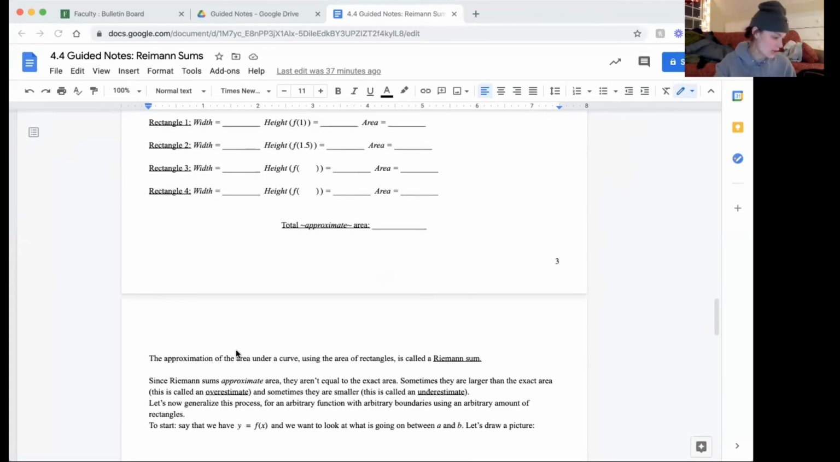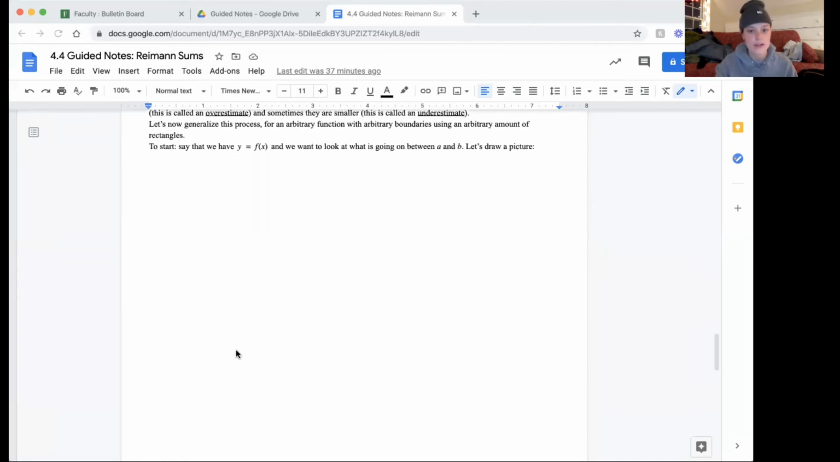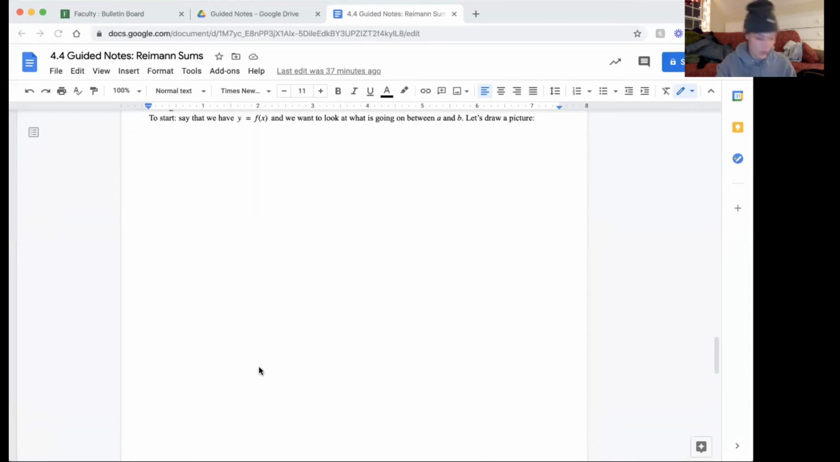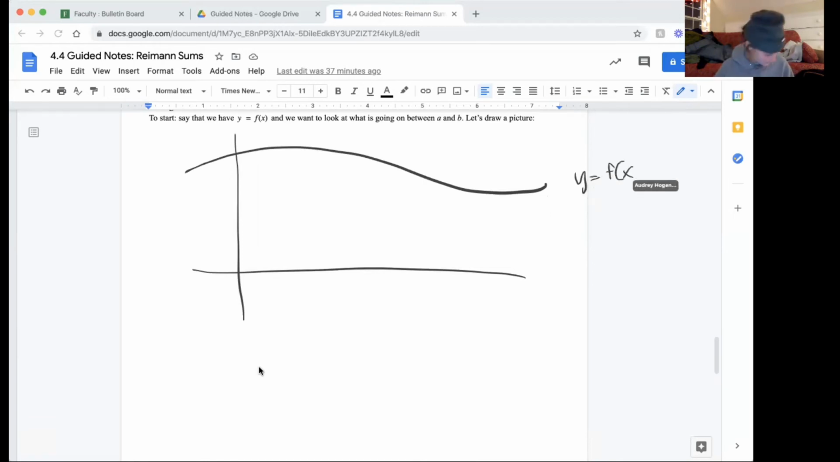So we are going to actually generalize this process with an arbitrary function with arbitrary boundaries using an arbitrary amount of rectangles. So we are going to draw a nice big picture here where we have a function y equals f of x, and we are going to start at a, and we're going to go to b, so we're taking a Riemann sum from a to b, and we are going to break it into some increments.